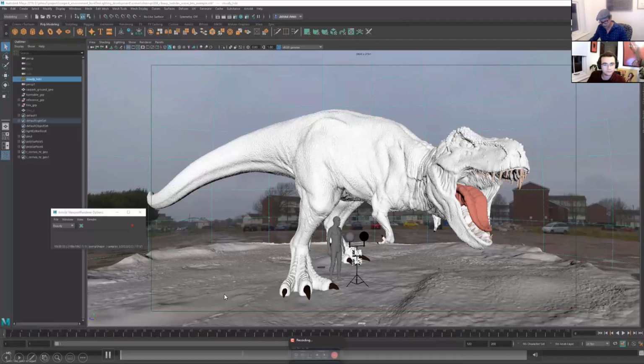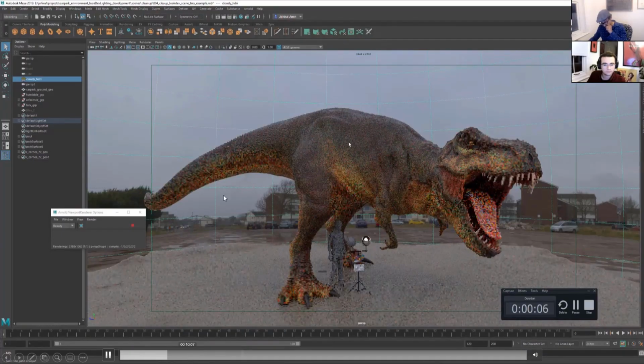Okay, so I'm going to blast on. I'm just worried about time. This is just an example of using a HDRI 360.